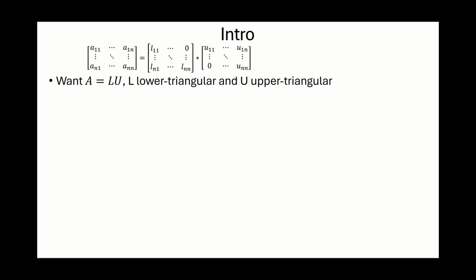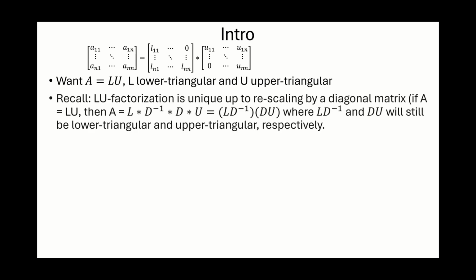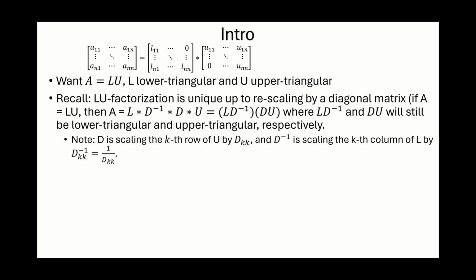There are infinitely many LU factorizations of an invertible matrix A because if A equals LU, and D is any invertible diagonal matrix, then A equals L times D inverse times D times U, giving a new LU factorization by the matrices L D inverse and DU.